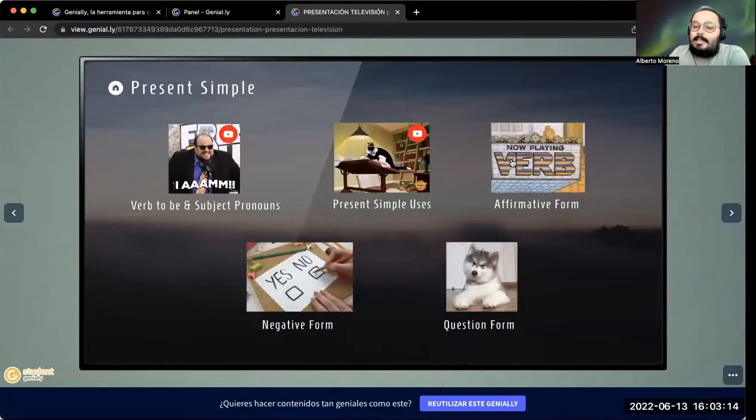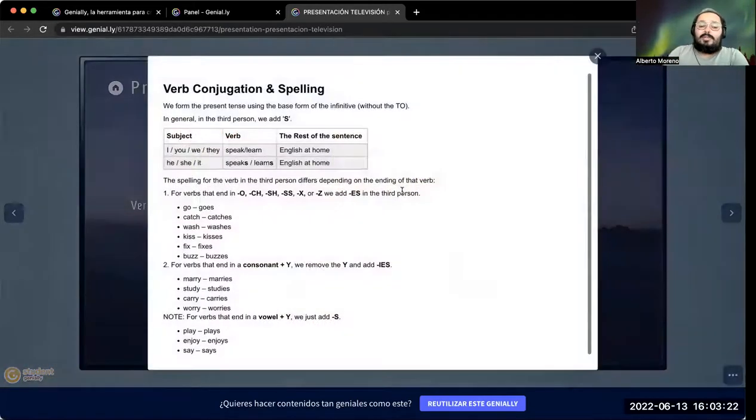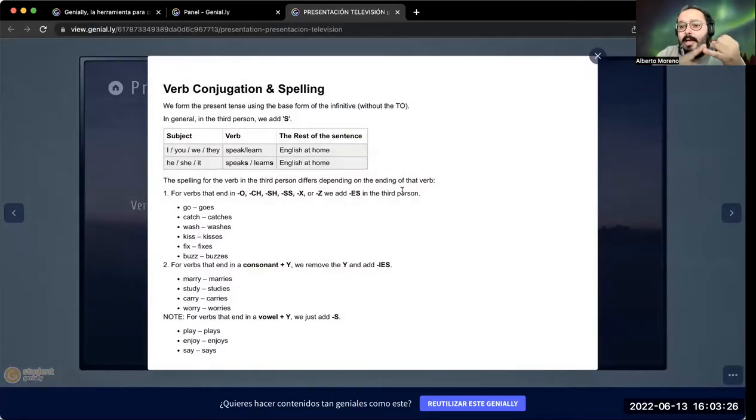Ahora, ¿cuáles son las estructuras que tenemos? Pues son tres. Siempre vamos a tener tres: afirmativa, negativa e interrogativa. La estructura afirmativa, pues aquí viene mucha información, pero en pocas palabras se constituye de un sujeto más el verbo, que puede ser cualquier verbo como hablar, correr, caminar, bailar, comer, y el complemento.